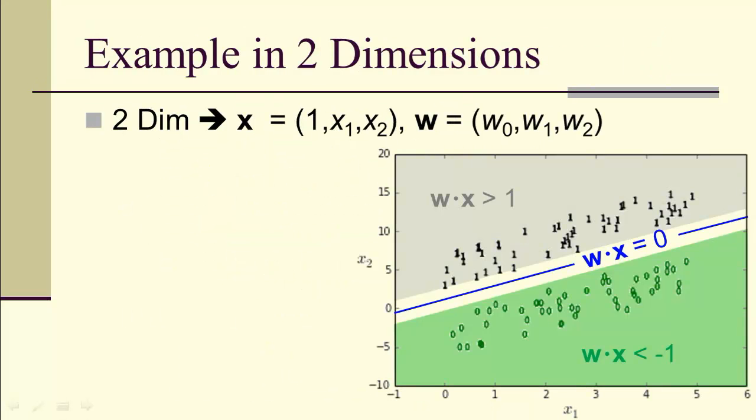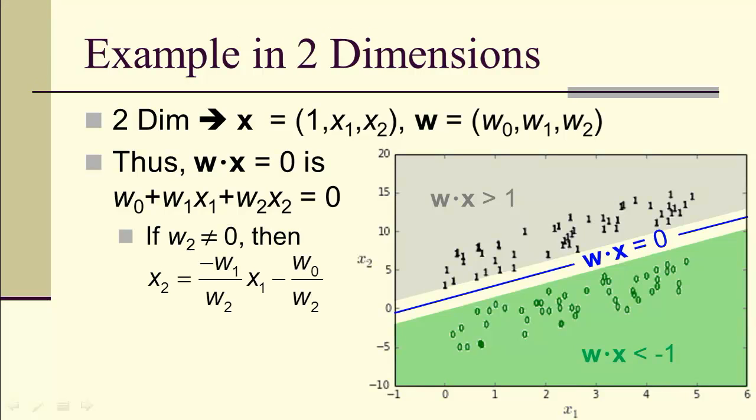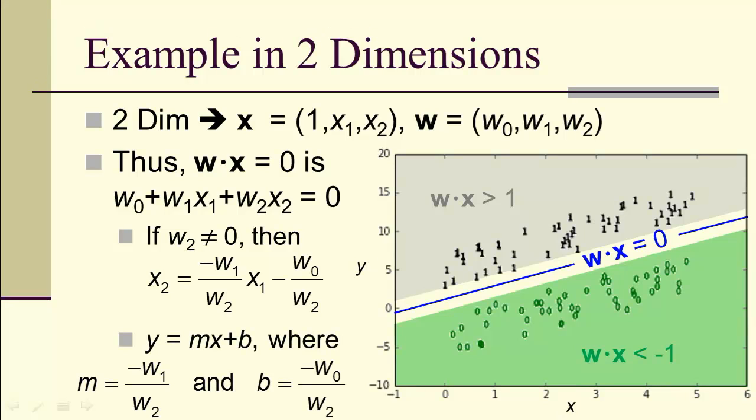So let's look at an example in 2 dimensions. So remember our bold x vector here is 1, x1, x2, and therefore w is w0, w1, w2. So there w dot x equals 0 is a linear function. x2 is a function of x1. If in particular w2 is not 0, then we can solve for x2 in terms of x1. Notice we get a slope and a y-intercept, and therefore this w dot x equals 0 truly is a straight line in our 2-dimensional example.